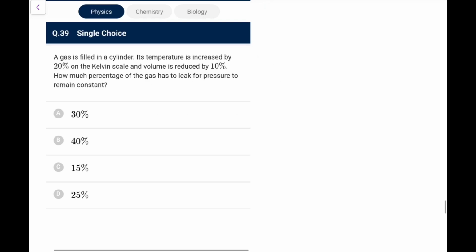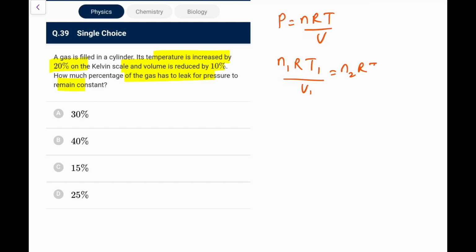Next, gas is filled in a cylinder. Its temperature is increased by 20% on the Kelvin scale and volume is reduced by 10%. So how much percentage of the gas has to leak for pressure to remain constant? Now pressure is nRT by V. So pressure should remain same. So I can equate both the times. So N1 R T1 upon V1 should be equal to N2 R T2 upon V2. So this R and R go. So N2 would be N1 into T1 upon T2 into V2 upon V1.